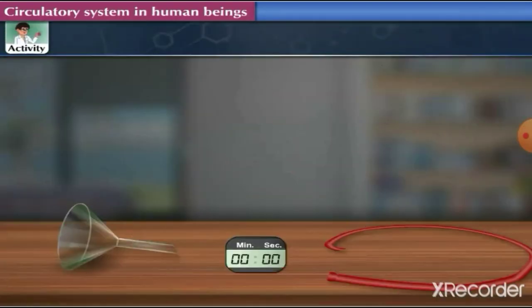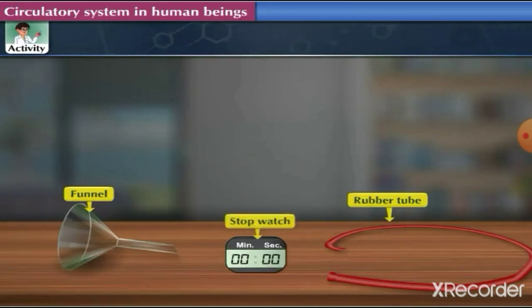Activity. The materials required to perform this activity are a funnel, 2 feet long rubber tube with small aperture, and a stopwatch. Let us now begin with the activity.